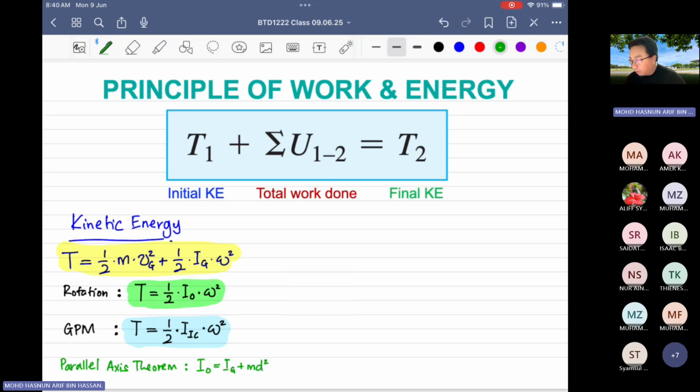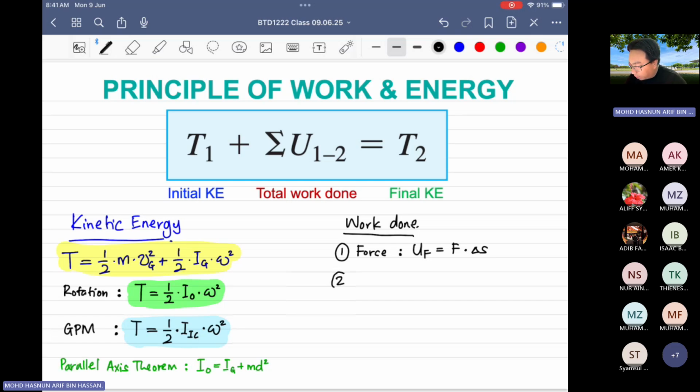And then we also learned about the work done. All these are needed in the equation of the principle of work and energy. Number one, we have work done by the force, which is given by UF equal to the force itself multiplied with delta S, which is the distance traveled.